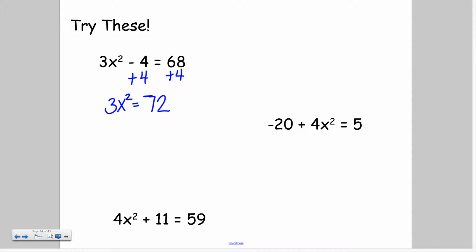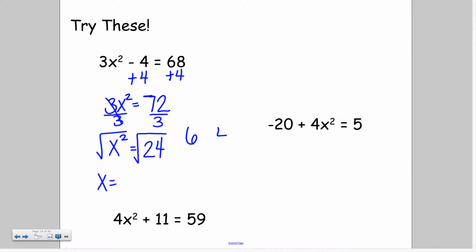Now, I'm being multiplied by 3, so I'm going to divide so I can get x by itself. I have x squared is equal to 24. And then I'm going to take the square root of both sides. All right? So x is equal to the square root of 24. 24 is not a perfect square, but I know 6 times 4, one of those is a perfect square.